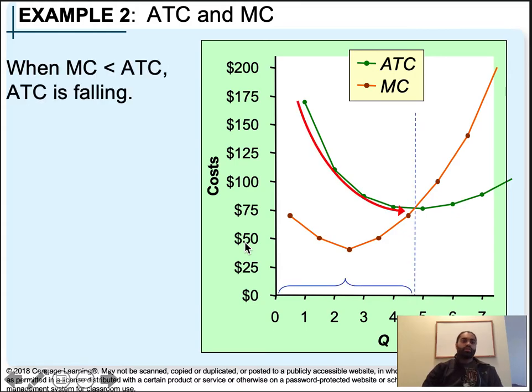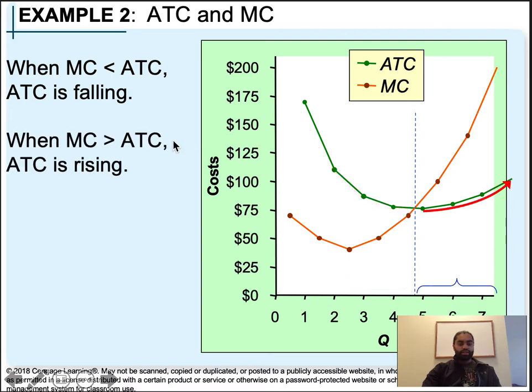So when marginal cost is less than average total cost, ATC is falling. So again, you see this portion right here underneath the average total cost curve. This portion right here, this is the marginal cost curve, is underneath your average total cost. ATC is falling. Now on this right hand side, your marginal cost is above your ATC. This is showing that your average total cost is rising.